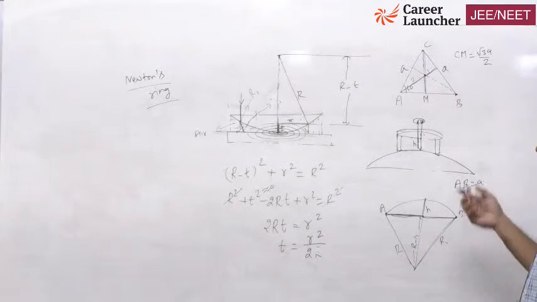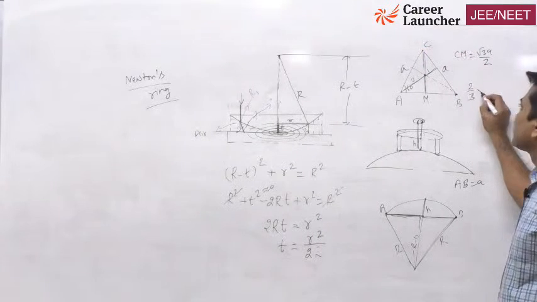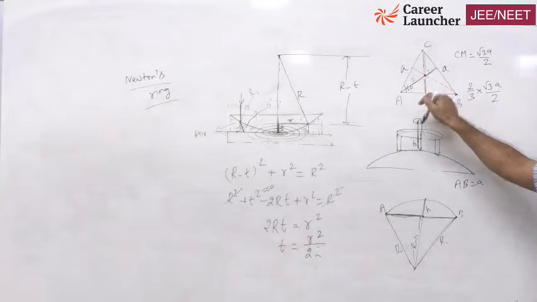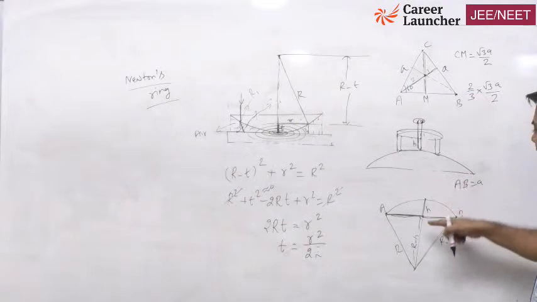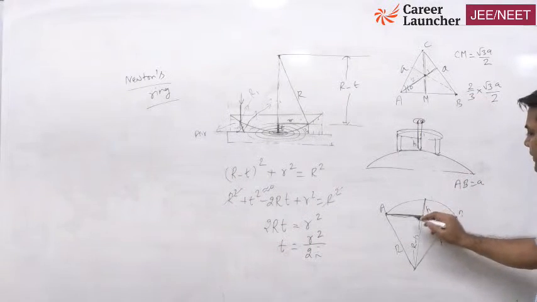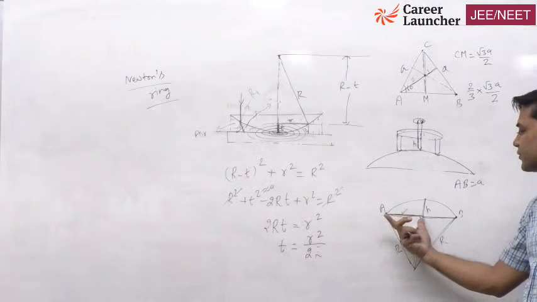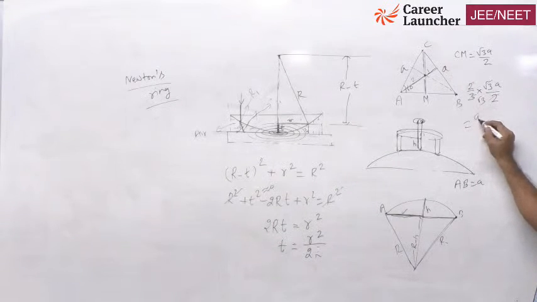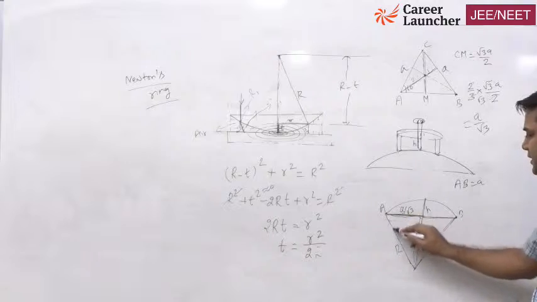So in the 2:1 ratio, if I want to know this length in this case, it will be 2/3 of the median, because the division is 1:2. So this length is 2/3 of the total length. You can have a look, it's passing through the median, and it is given by A by root 3. So this is A by root 3, this is R minus H, and this is R.